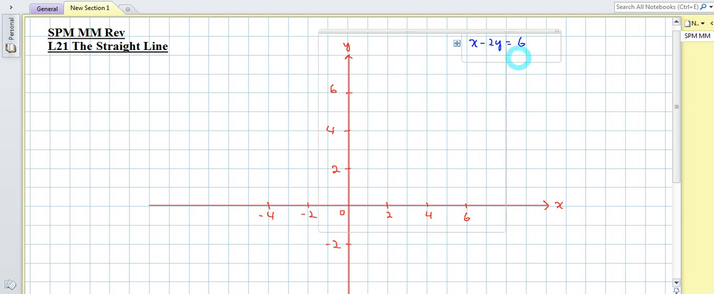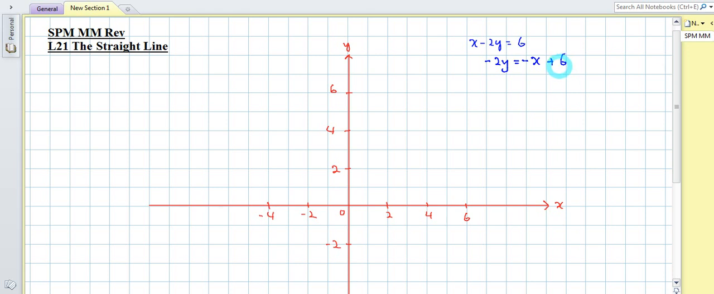Let's try another straight line. Okay, now I have the equation x minus 2y is equal to 6. So you can start to draw a table and calculate. If you want to express in the form y equal to mx plus c first, want to see the gradient and the y-intercept, okay, you can try to do that. Okay, so negative 2y is equal to negative x plus 6. Okay, then I say that the gradient is negative 1 and the straight line will cut the y-axis at 6.